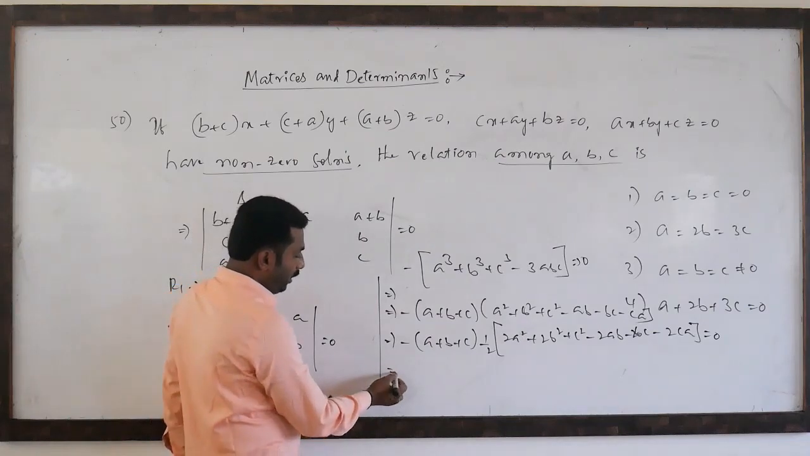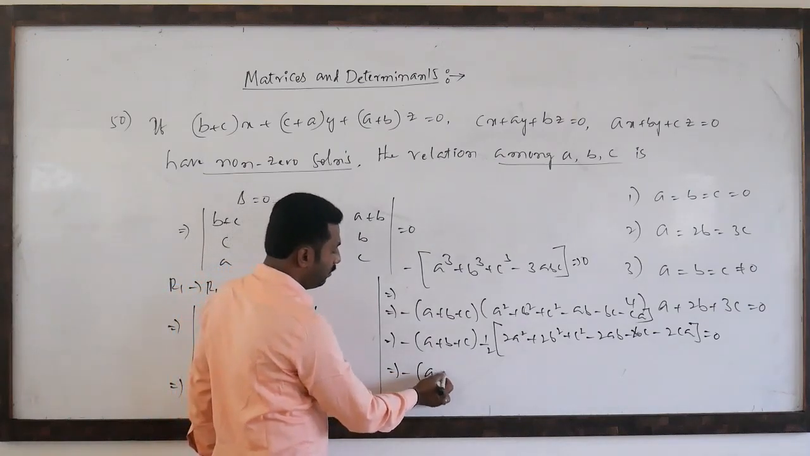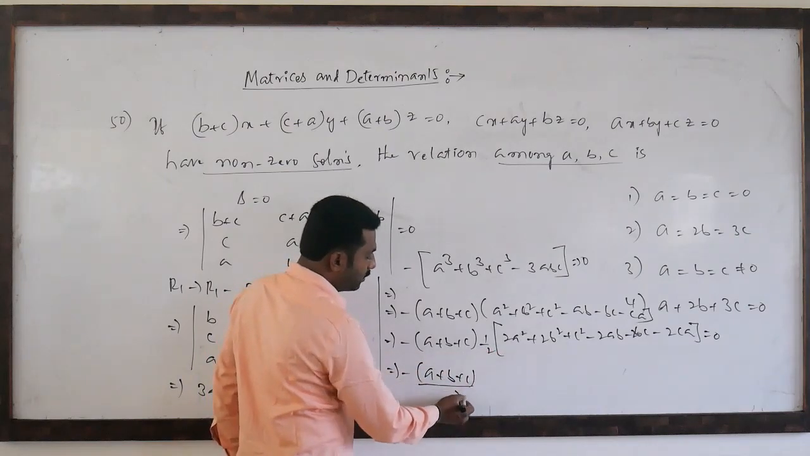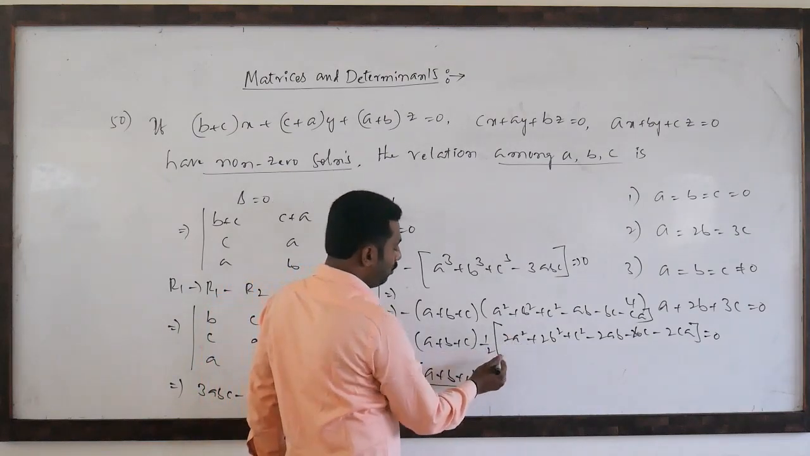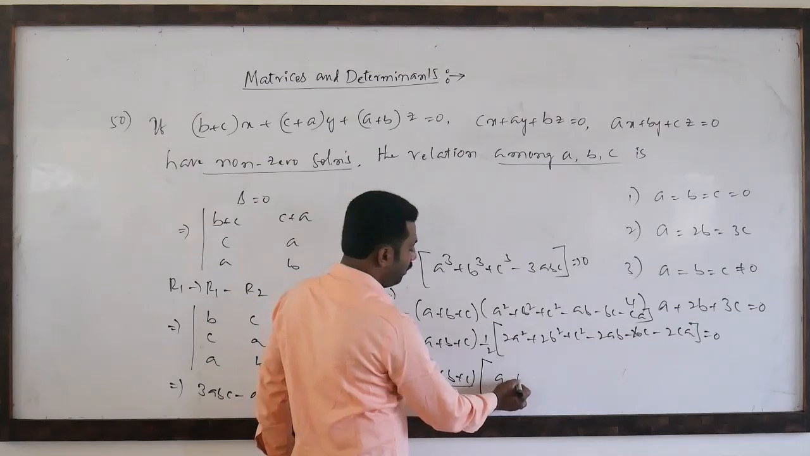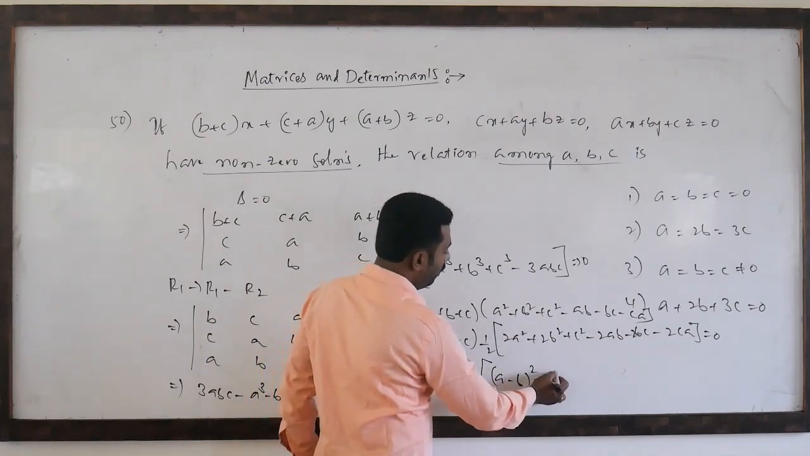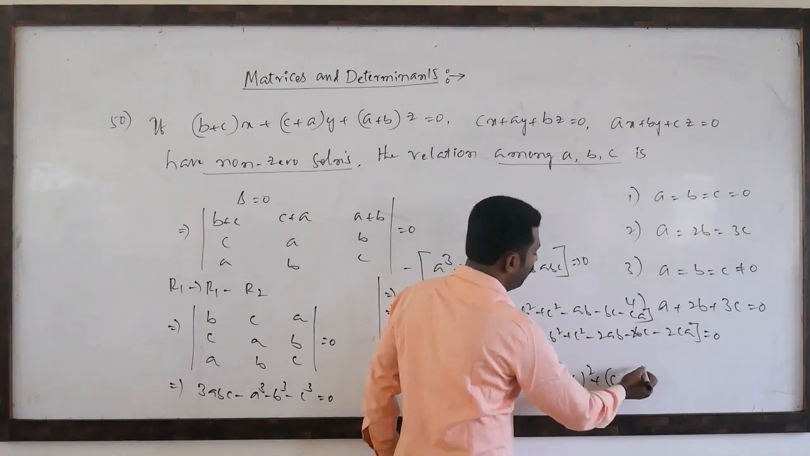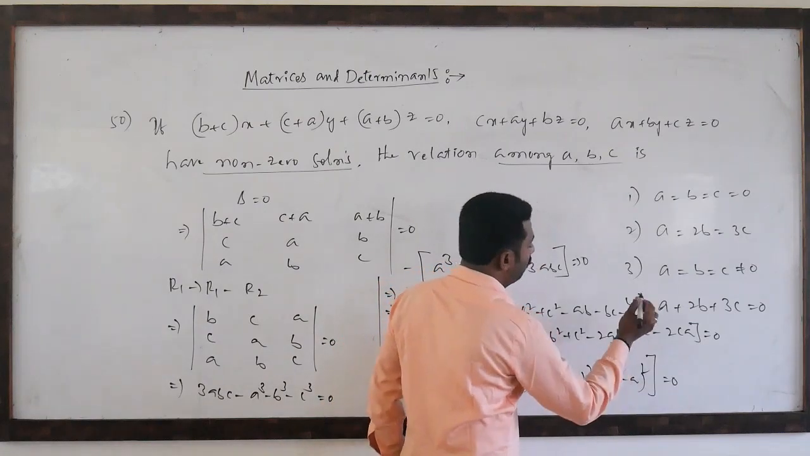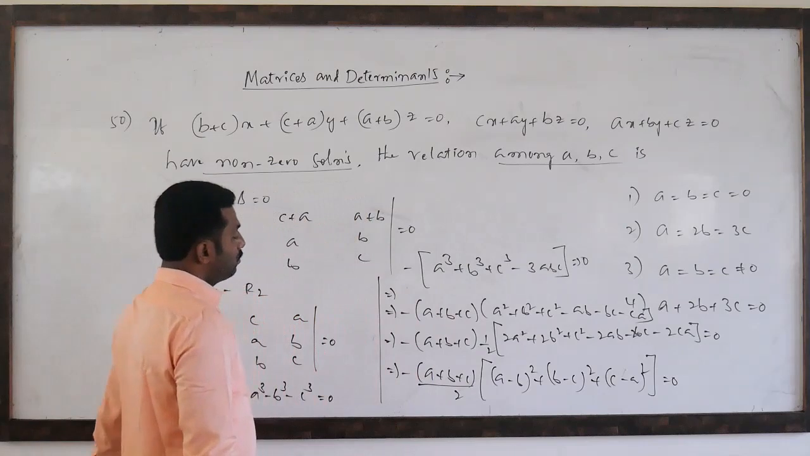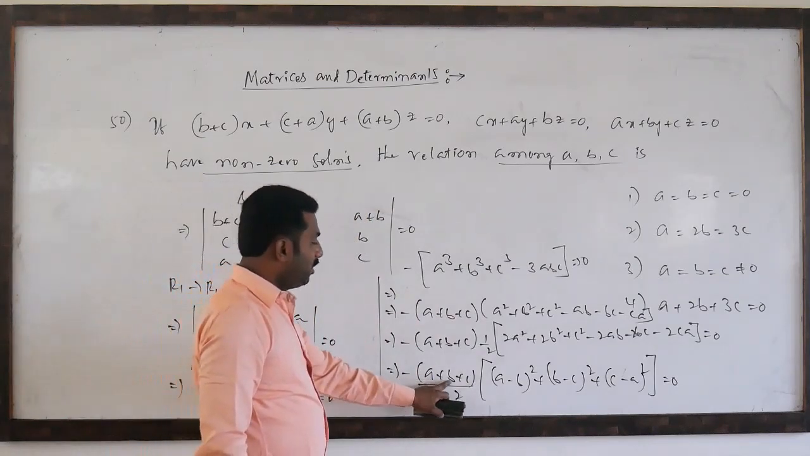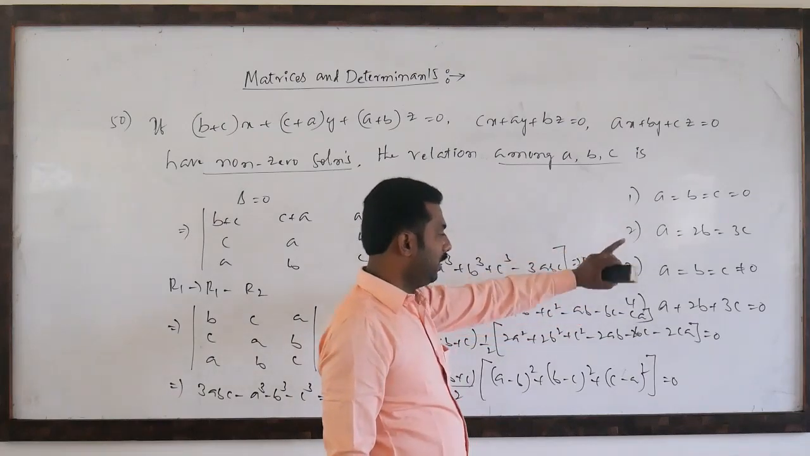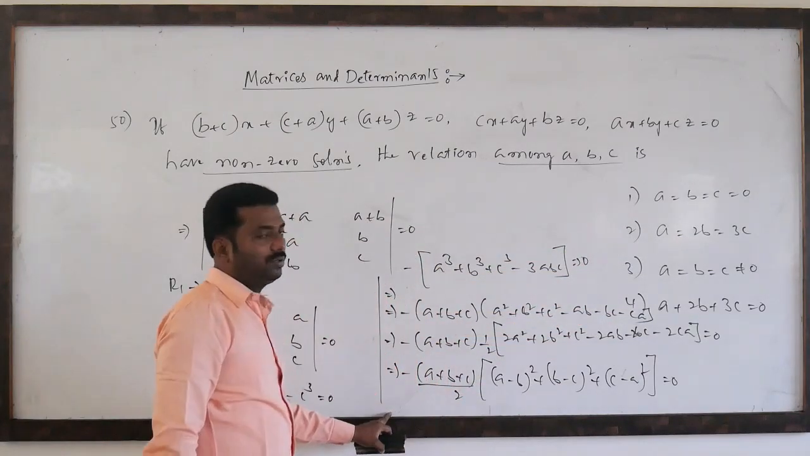So finally, this is minus of (a plus b plus c) by 2, as this is 1 by 2. This total system, how I am writing: (a minus b) whole square, (b minus c) whole square, (c minus a) whole square must be equal to 0. So you observe, either a plus b plus c equals 0, that option is not there, or a plus b plus c is not equal to 0.